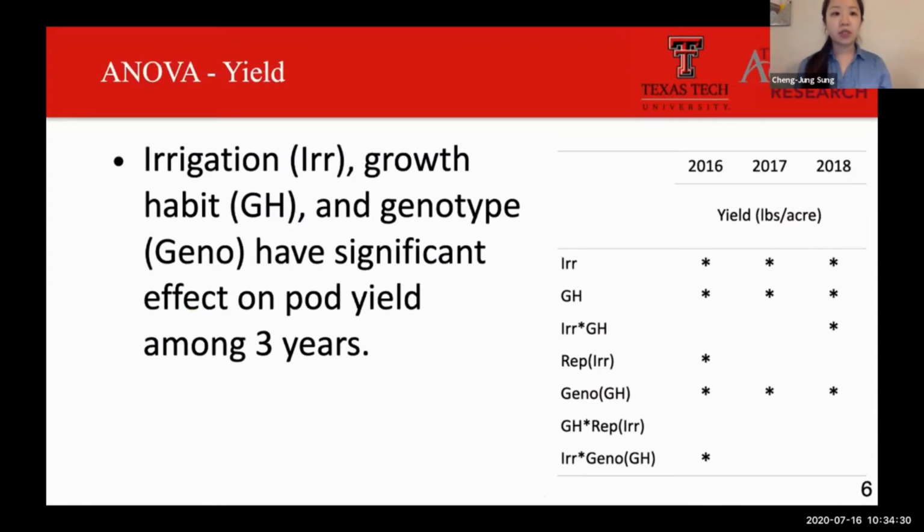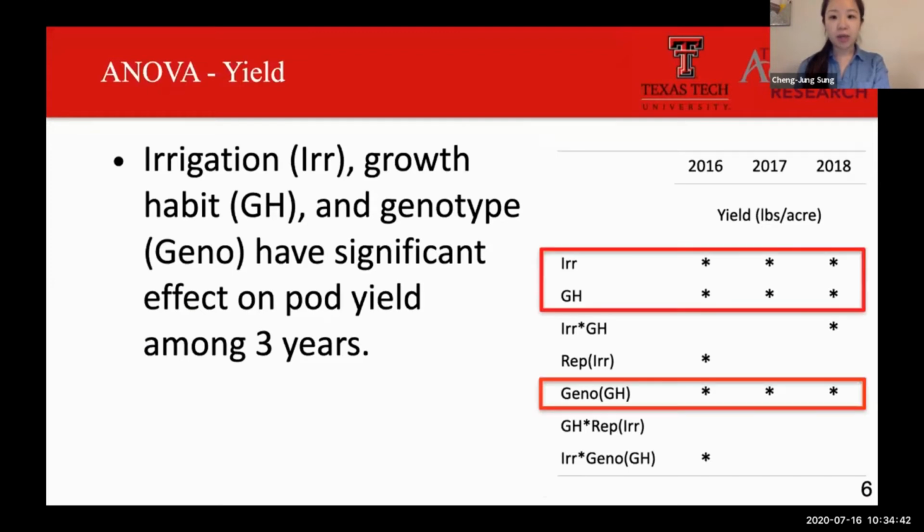So here's the results of the ANOVA of the yield. So from the table here, we can see that 3 of the fixed effects in here, including the irrigation, growth habit, and genotype, these 3 effects have significant effect on the pod yield among 3 years. So I'll be talking about a little bit of these 3 fixed effects separately.